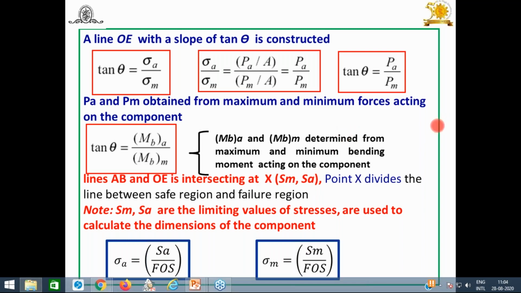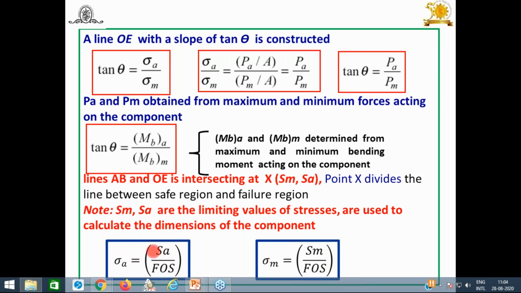You have to use the equation of line for the coordinate, and tan theta is equal to again Sa by Sm. By solving these equations, you will get Sa and Sm. Sigma a is equal to Sa by FOS, and sigma m is equal to Sm by FOS. From this also you will get FOS, the factor of safety. You can find out these values.